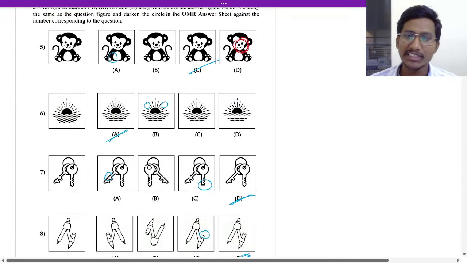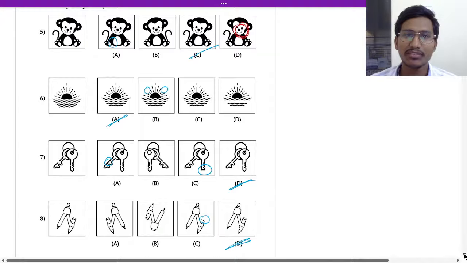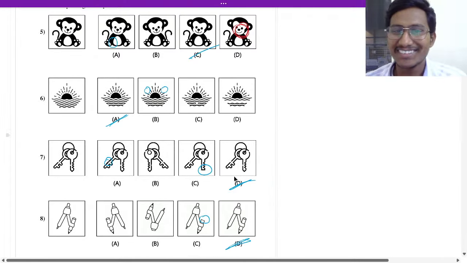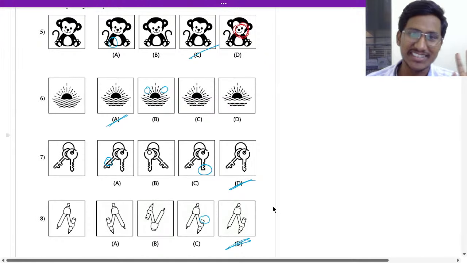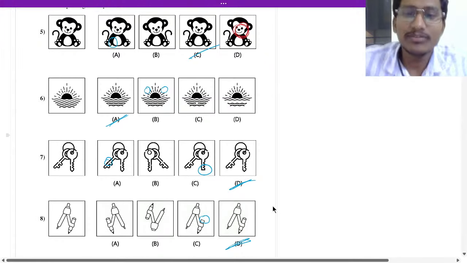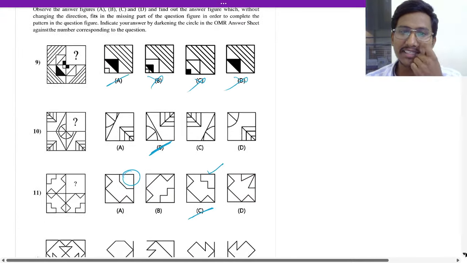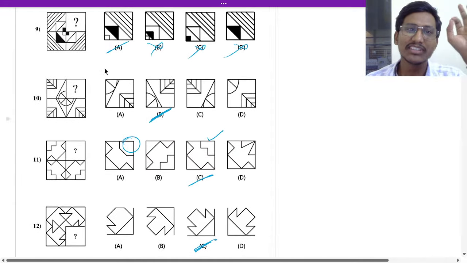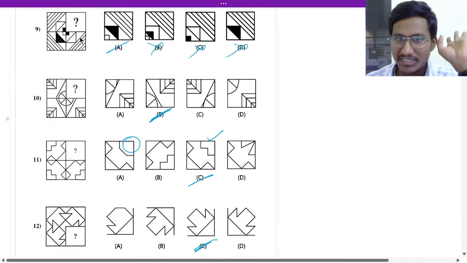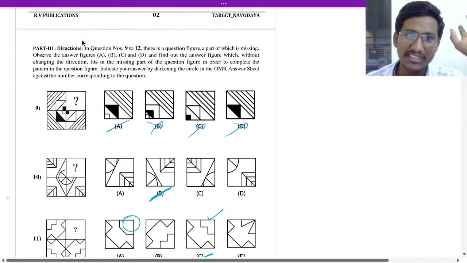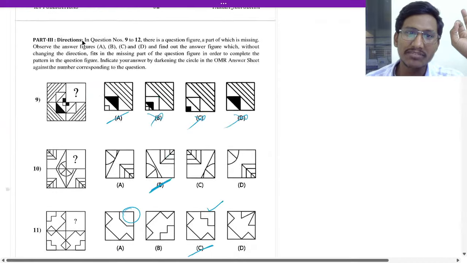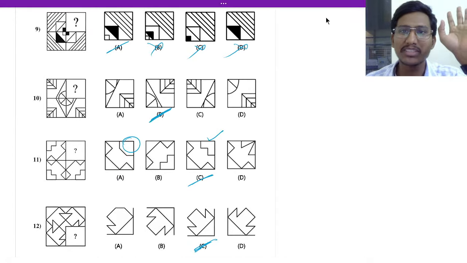Okay, good. So should we go to the next, students? Here are the answers. Fifth C, sixth A, seventh D, and eighth D. Okay, let's go next now. We have to complete the figures here. Figure completion, that is the third part, right? Figure completion. So what will be the answer here?